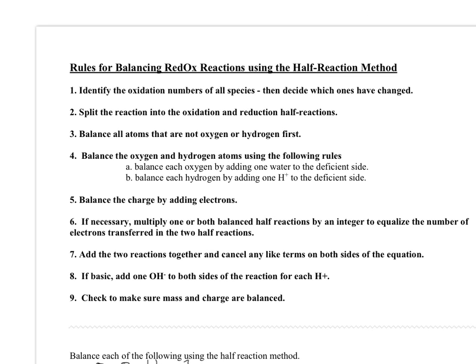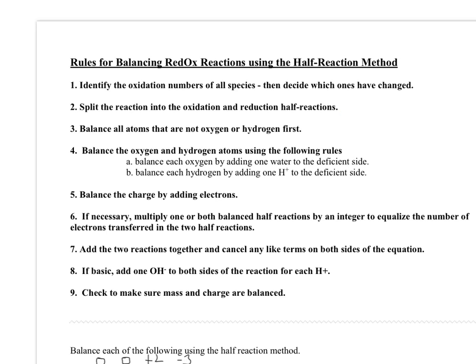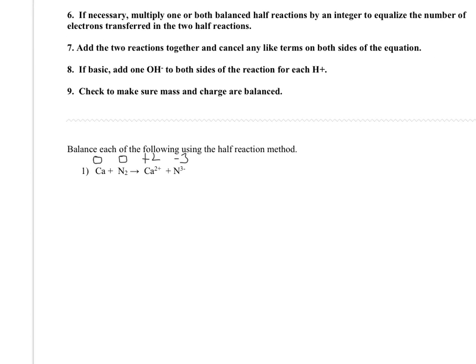Okay, let's look at step 2. Step 2 says split the reaction into the oxidation and reduction half reactions. So let's do that. We're going to have calcium going to Ca2+. That is our oxidation half reaction. And then we have N2 going to N3-, and that is the reduction half reaction. So we're already done with 2 steps.